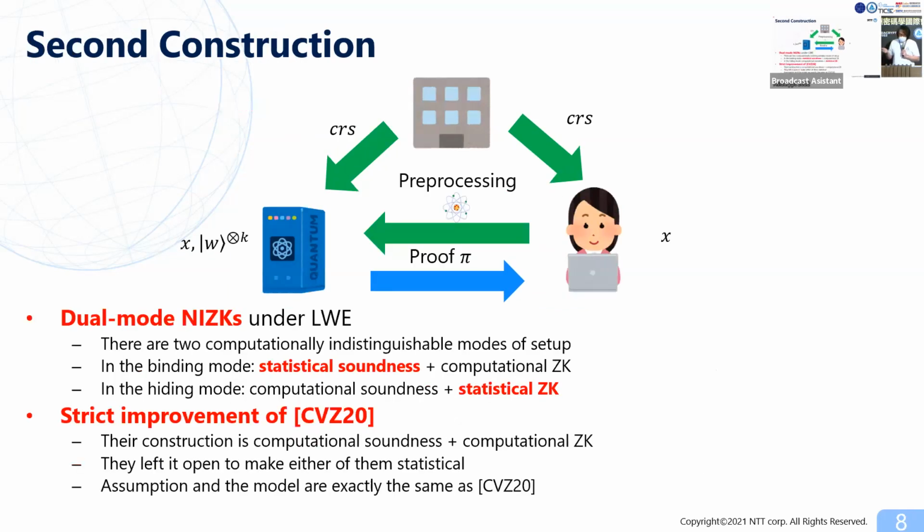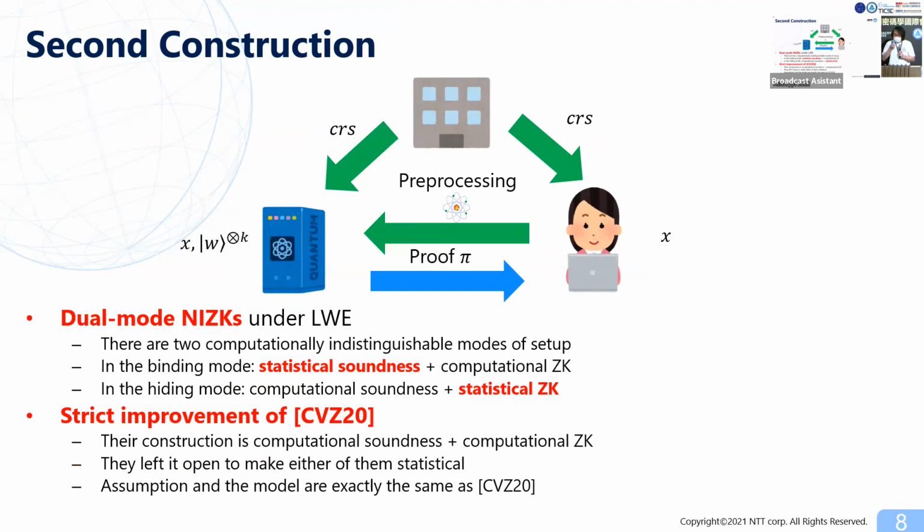And our second construction works in this kind of model. And this model is actually exactly the same as the model of CVZ20, if you remember. So I will explain that again. As the first step, the setup algorithm generates a common reference string and just distributes it to both parties. And in addition to that, the verifier generates a quantum processing message.